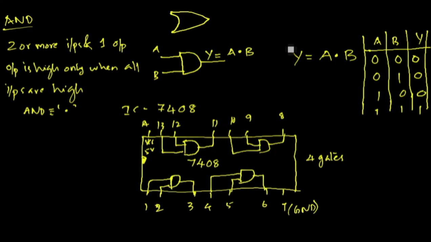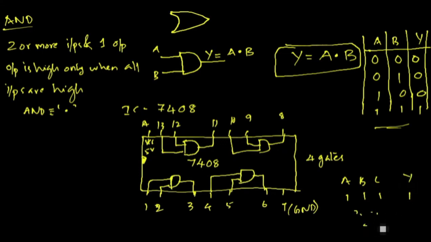The Boolean expression for the AND gate is given by this expression: Y is equal to A and B. The truth table for a 2-terminal input is given like this. For a 3-terminal input, the output Y is 1 or high only when all the inputs are high. That is, if A, B, C are the inputs, then only when A equal to 1, B equal to 1, C equal to 1, Y will be 1, and for all other combinations of A, B, C, the output will be 0. So that's all about the logical AND.